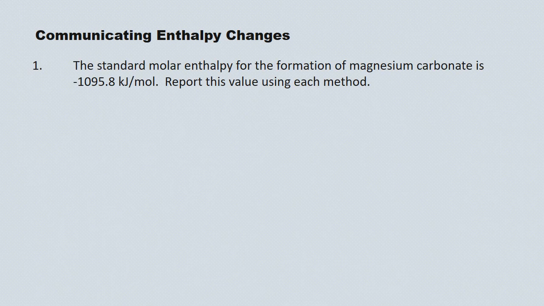The standard molar enthalpy for the formation of magnesium carbonate is negative 1095.8 kilojoules per mole, and they want us to report this using the 4 methods. Use of the word standard means that we're talking about SATP conditions, which allows us to tabulate many of these results. We use a naught sign, which I'll show you in a minute, to indicate standard conditions. We're talking about the formation reaction. Hopefully we recall from grade 10 that formation of a compound typically implies from its elements in their standard condition.